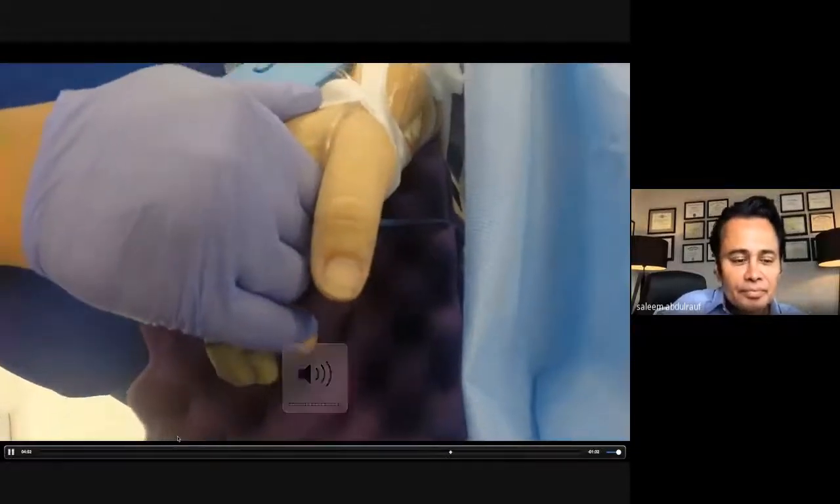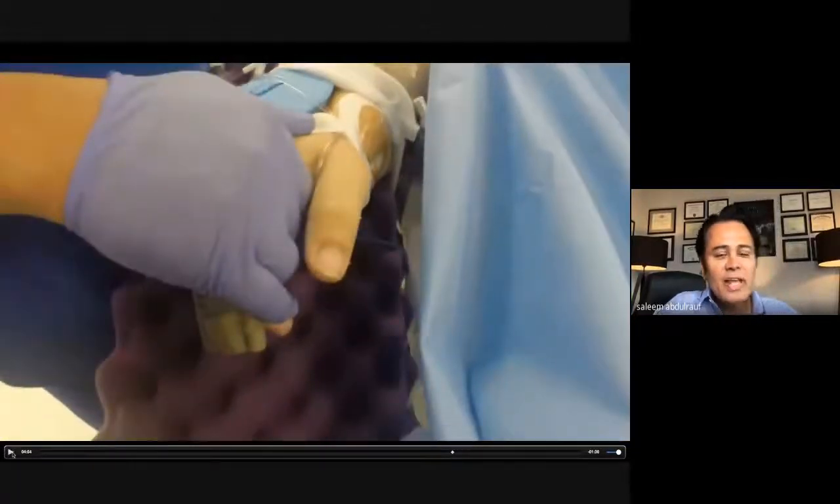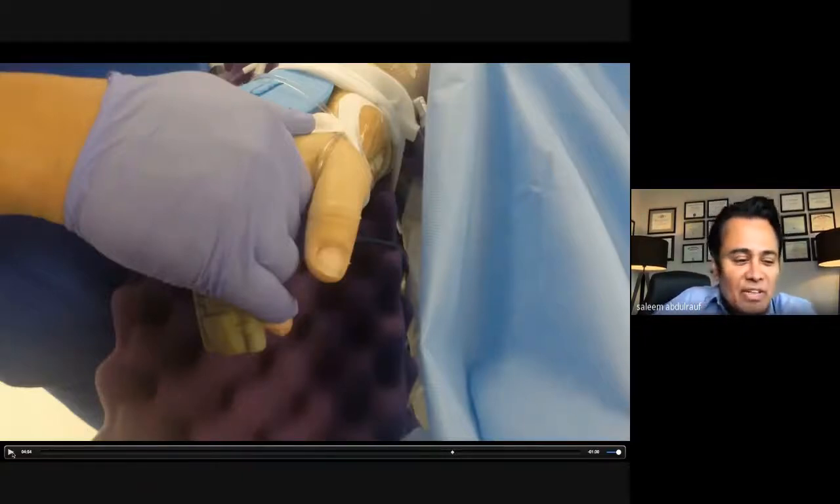Let me have the bipolar now. Down to 20. See, the whole issue is this. When you occlude a carotid in a patient under general anesthesia, you have no idea. The patient may tolerate it just fine, but some patients don't. And neurophysiological testing is variable. There are false positives and false negatives.